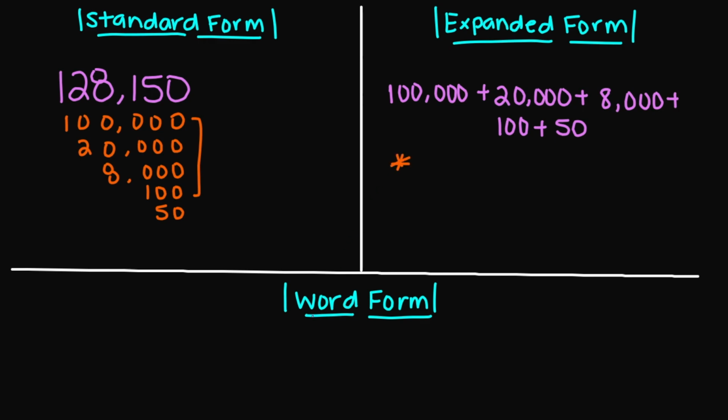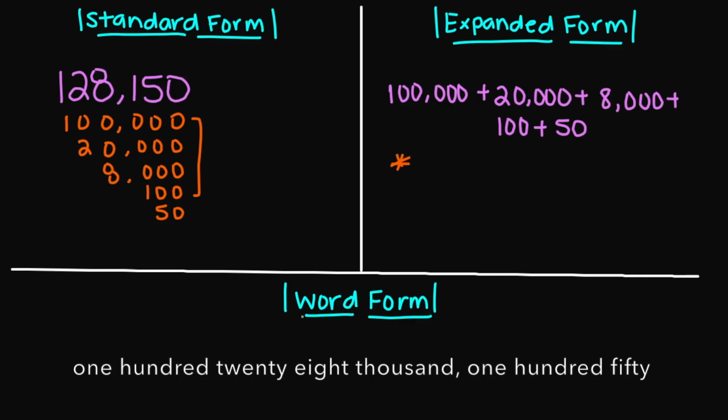Now, if you wanted to write your expanded form into word form, you are going to write 128,150. And this is your answer here.